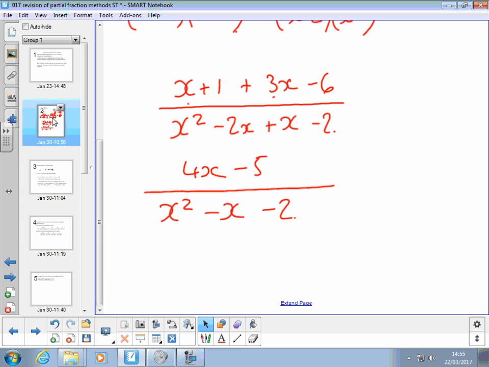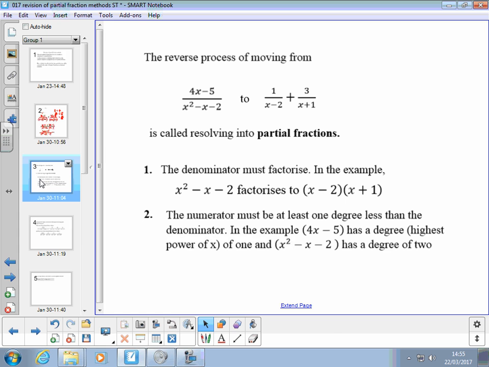What we want to do, partial fractions, is the reverse process of that. So we've gone from two partial fractions to one expression. The technique we want is the reverse process, going from an expression like this one to the two partial fractions we started with in the first place. So the reverse process of moving from that function, 4x minus 5 over x squared minus x minus 2, to these two, 1 over x minus 2 plus 3 over x plus 1, is called resolving into partial fractions.